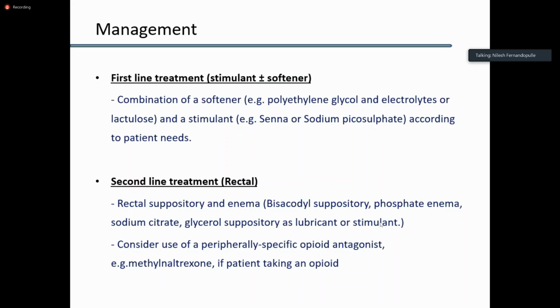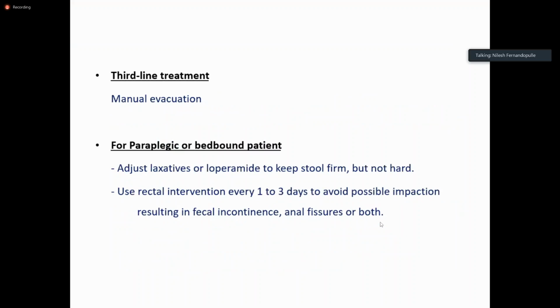So again, how do you manage the patient? Like I told you, first line is a combination of a softener and a stimulant. Second line is a rectal suppository or enema. If your patient is on long-term opioids, you can use peripherally acting opioid antagonists. And as a third line, you might have to use manual evacuation.